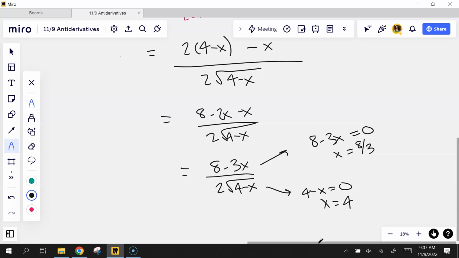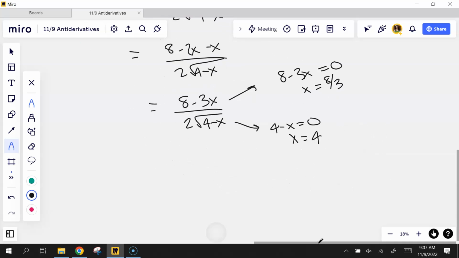Which is an endpoint, right? So remember, here's my derivative, here's my function. 4 is an endpoint, 8/3 is the other, so that's somewhere like here. Go with me? All right, let's do a sign test.